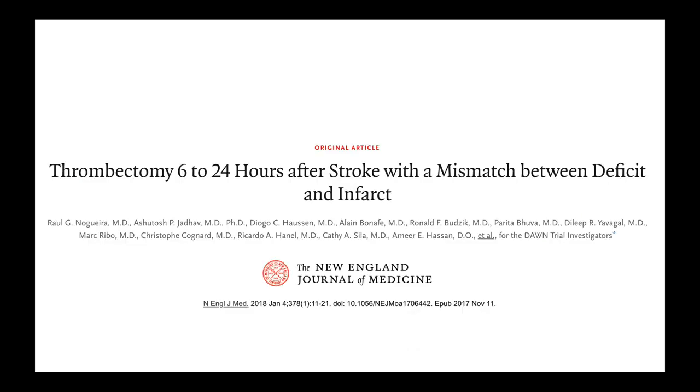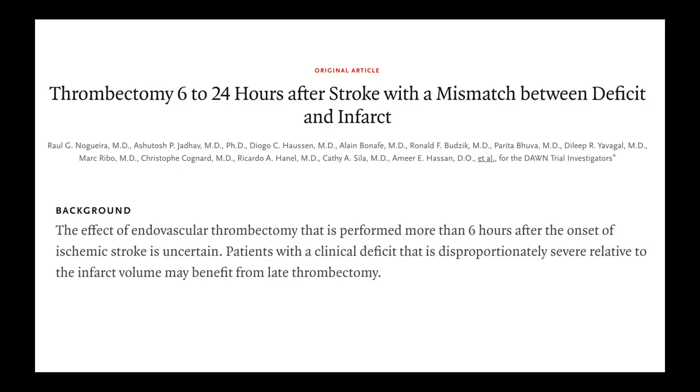In this New England Journal of Medicine article, thrombectomy 6 to 24 hours after stroke with a mismatch between deficit and infarct. And so the background for this is that the effect of endovascular thrombectomy that's performed more than 6 hours after the onset of ischemic stroke is uncertain.